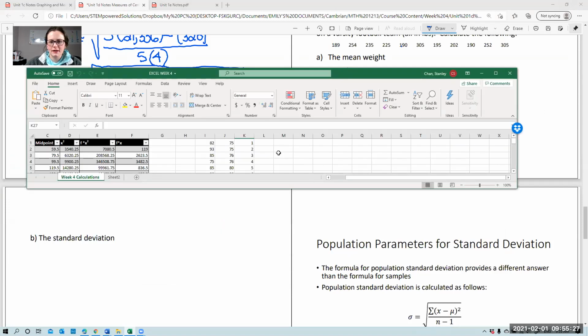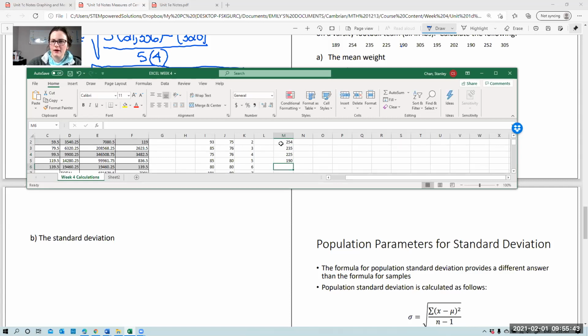So can you see my Excel spreadsheet? What I could do is type in 189, 254, 235, 225, 190, 305. And this is way faster, right? And you'll have Excel on your exam or on your test. So why not use Excel if you can make it easier on yourself? So this is another way to calculate the standard deviation, is just put all the numbers into Excel. Why not?